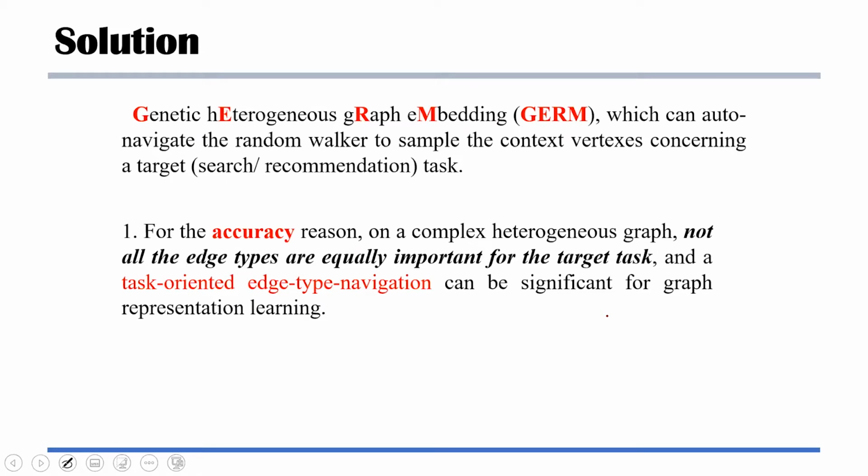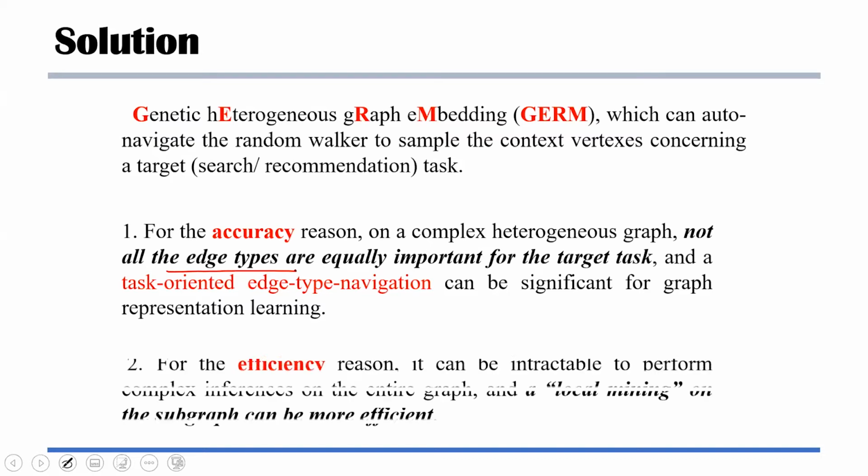For accuracy reasons on a very complex heterogeneous graph, this is our assumption: not all the edge types are equally important for the target task. And the task-oriented edge type navigation function can be significant for graph representation learning. For efficiency reasons, it can be intractable to perform complex inference on the entire graph, and local mining on the graph can be more important for a subtask. Subgraph mining can be more efficient.